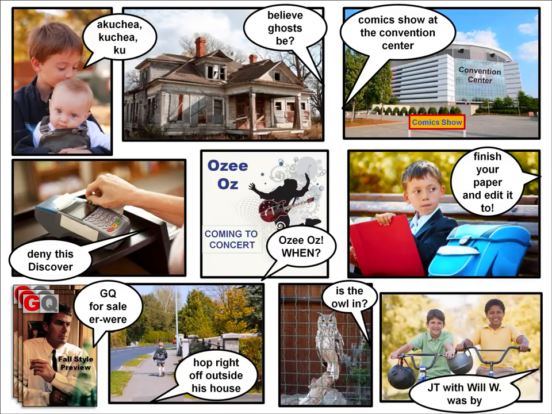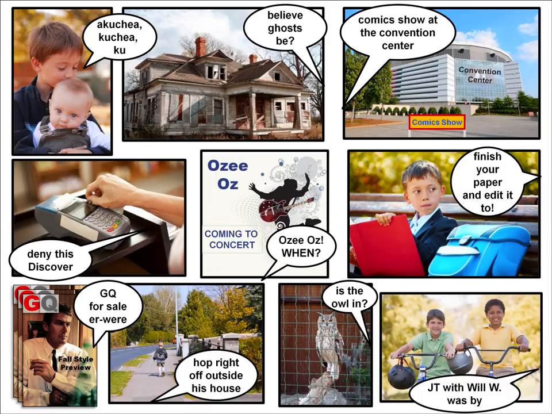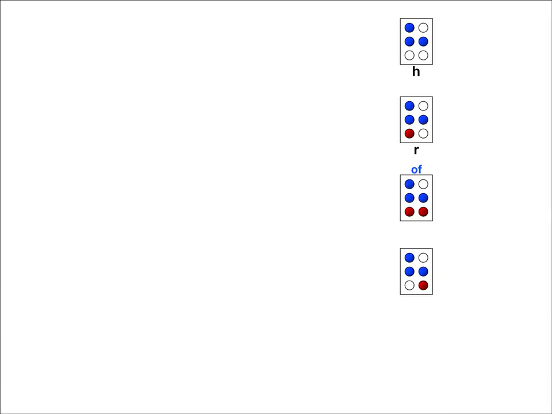And if we remember our second story, we can recall that the D column is deny this Discover, which is D-N-Y, this, dis. So, in that column, the third cell down with dots 3 and 6 raised is the letter Y. The next example has dot 6 raised. So, if we remember our first story, this looks like the Harley rider in the H cell. And in our second story, the H was hop right off outside his house, which is H-R of out his. So in this column, the fourth cell down with dot 6 raised is the OU, which if used by itself is the word out.